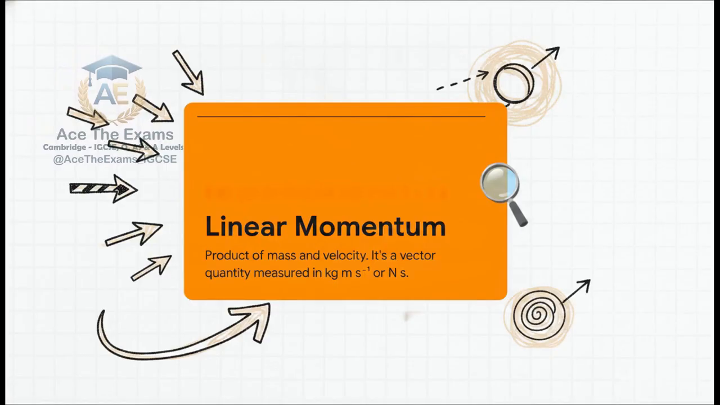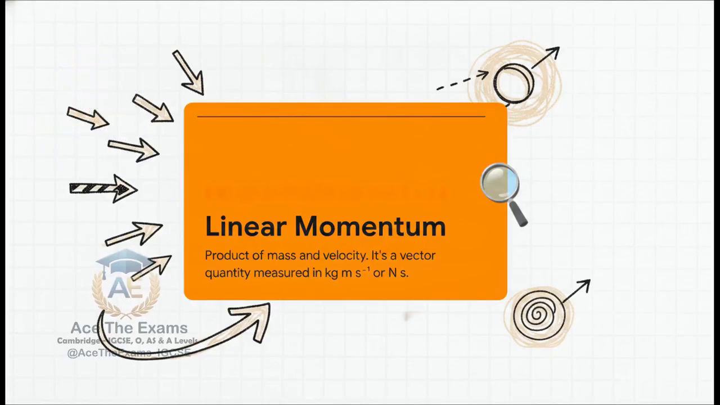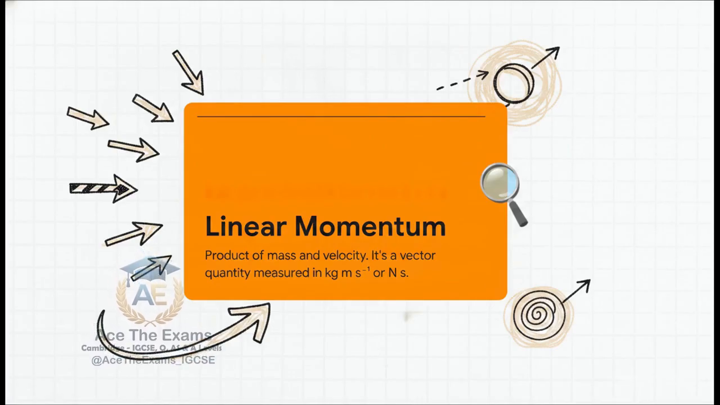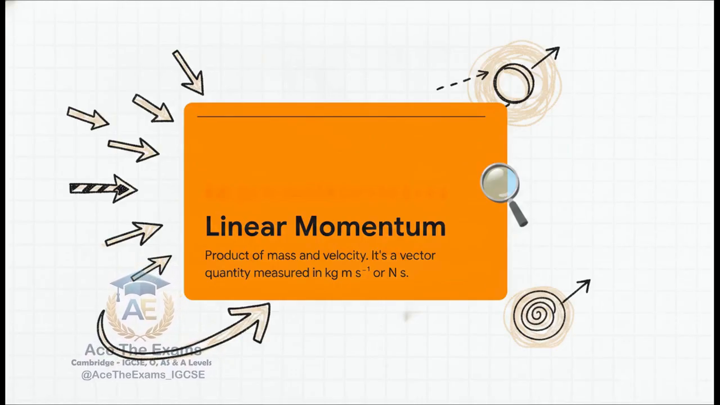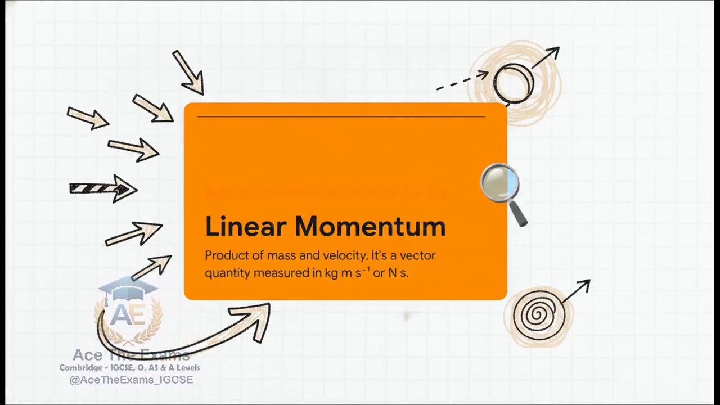Now, this is where we need to introduce our first major strategy, command word decoding. When a question asks you to define linear momentum, Sam usually rushes and just writes mass times speed. 0 marks. Why? Because the command word define requires precision. And here's where our PEEL framework comes in.